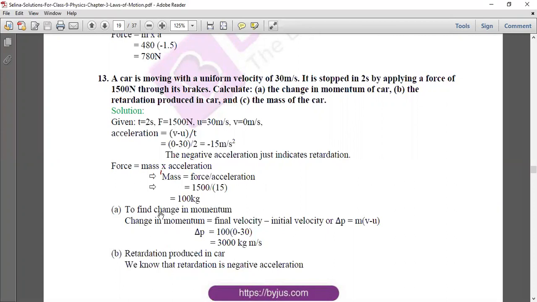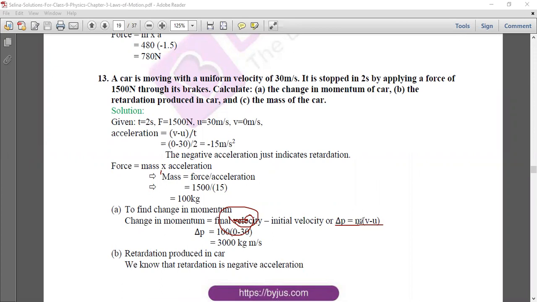Next, we need to find the change in the momentum. First thing they have asked is the change in the momentum. So change in momentum, delta P, is equal to final momentum minus initial momentum. Please make a note, this will be momentum. We will consider this equation.